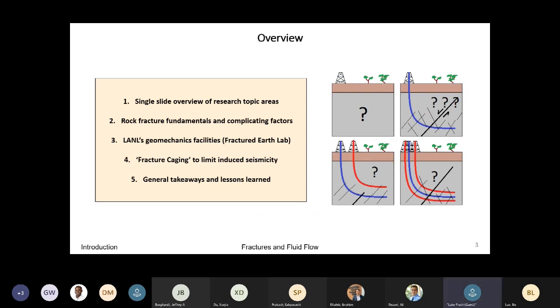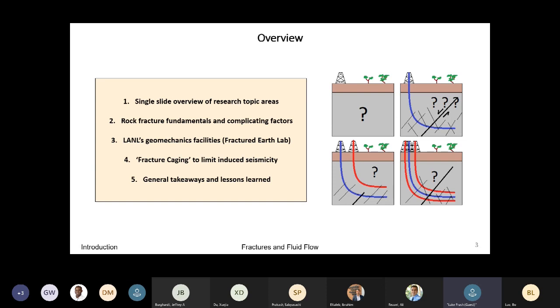As an overview of what I'm going to talk about, I want to start off with a single slide that has a lot of snapshots of different things going on here at Los Alamos National Laboratory that I've had the opportunity to contribute to. Then I want to focus on some rock fracture fundamentals. Some of them will hopefully be pretty basic, but it's hard to stress how important these fundamentals are as you start to consider more and more complex systems. So I thought it could be useful to some.